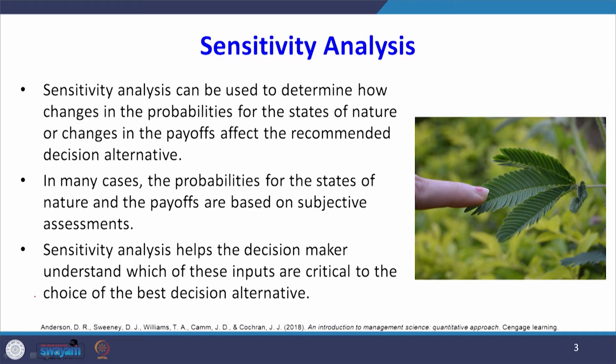In many cases, the probabilities for the states of nature and the payoff are based on subjective assessment. Why are we saying subjective assessment? Tentative values, it need not be 100% sure. So, sensitivity analysis helps the decision maker understand which of these inputs are critical to the choice of the best decision alternative. There are two inputs we have considered, one is the probability, the other is the payoff. Even for the probability of the states of nature, there are two types of states, strong demand and weak demand. For example, if the probability of strong demand changes, how will our recommended decision change? The study of the effect of one variable on our decision is nothing but sensitivity analysis.